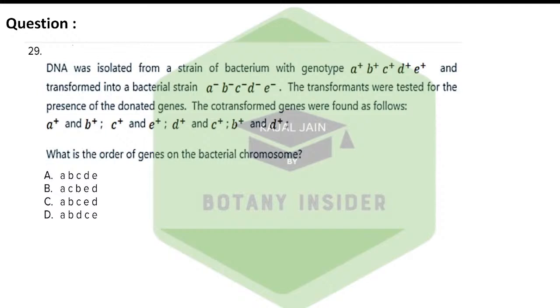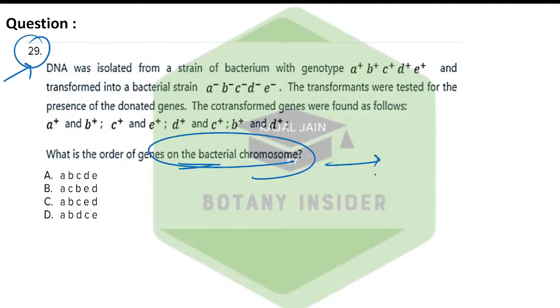Next question for you all. Try the question everyone. You need to find out the order of genes on the bacterial chromosome. The order of genes on the bacterial chromosome needs to be found out. Try the question. Easy, simple, basic.